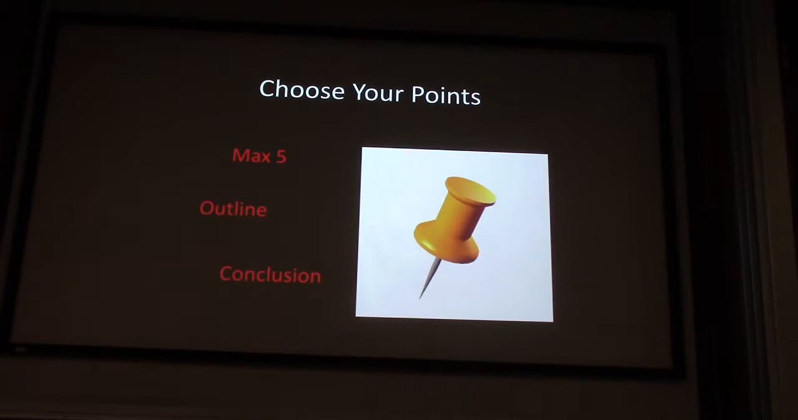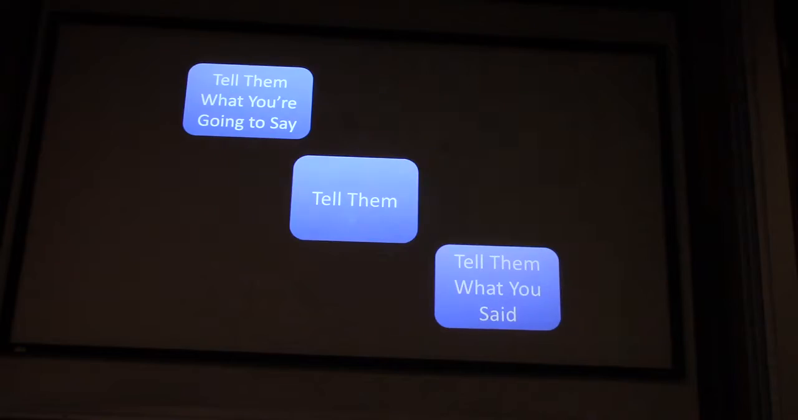The adult learner really can only take max 5 points out of a presentation. You should start every presentation with an outline, kind of telling them what you want to tell them, and then a conclusion, tell them what you told them, and then the middle is how you're going to do that. So every good presentation should be set up like this.